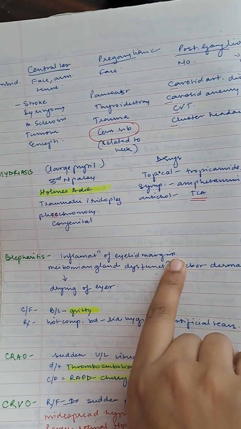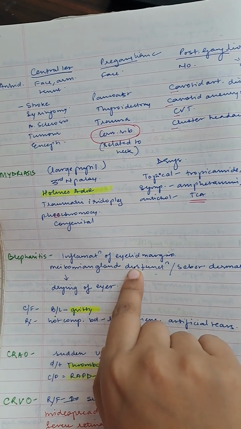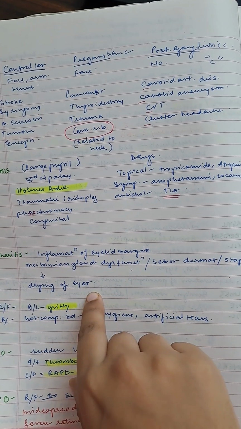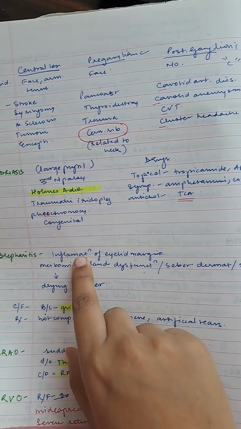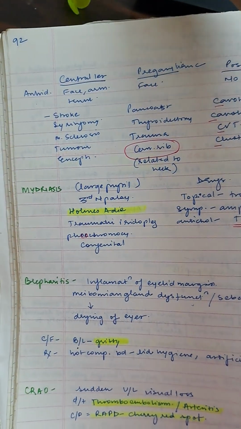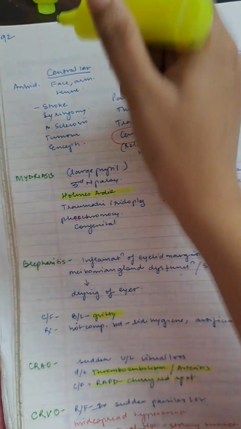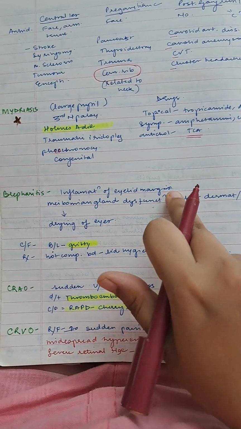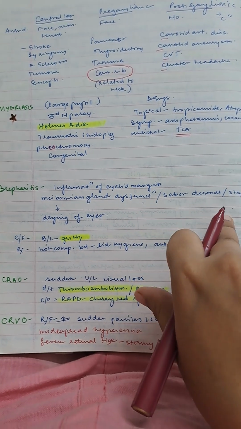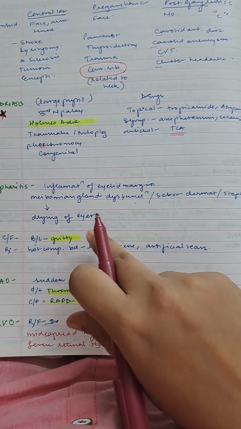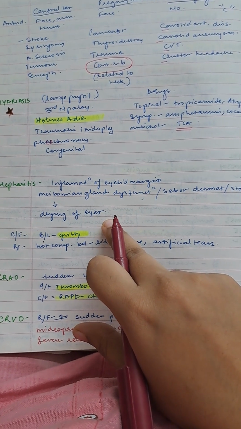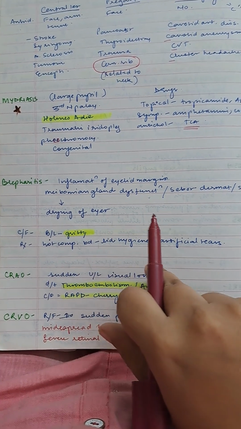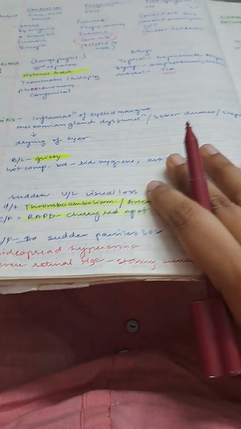Blepharitis: inflammation of the eyelid margins. Meibomian gland dysfunction, seborrheic dermatitis and staphylococcus. Dryness of the eyes occurs in this, and bilateral gritty sensation. You give hot compression BD, lid hygiene and artificial tears.